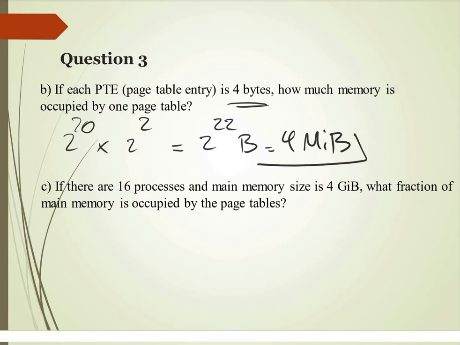The next part is asking, if there are 16 processors and the main memory size is 4 GB, what fraction of the main memory is occupied by the page tables?